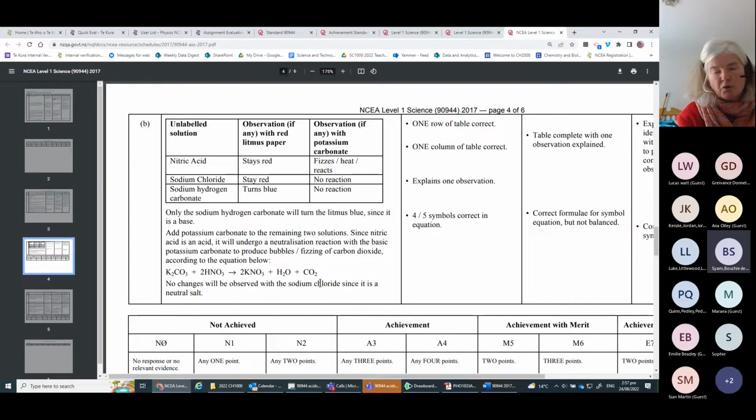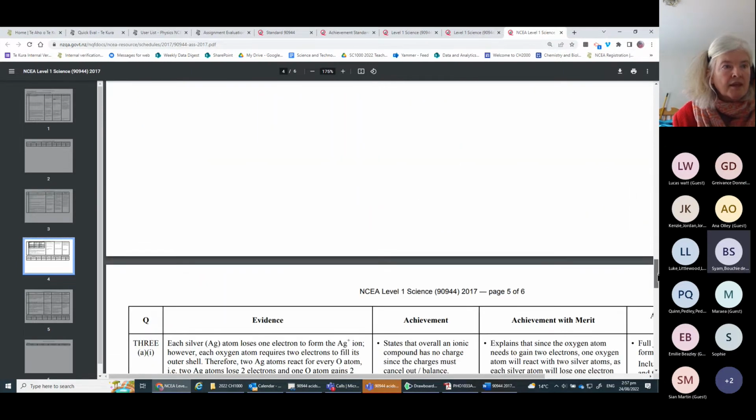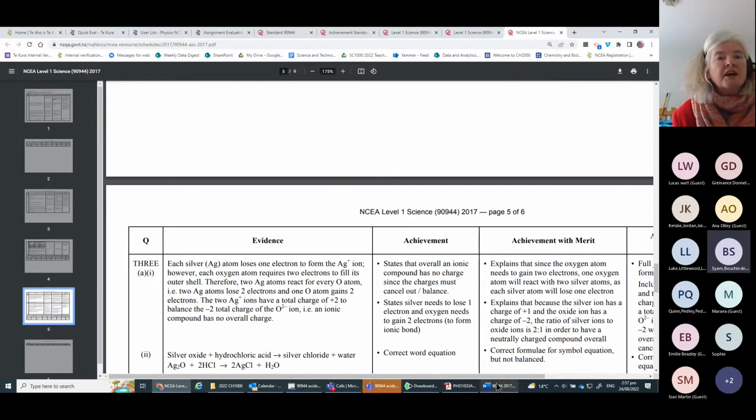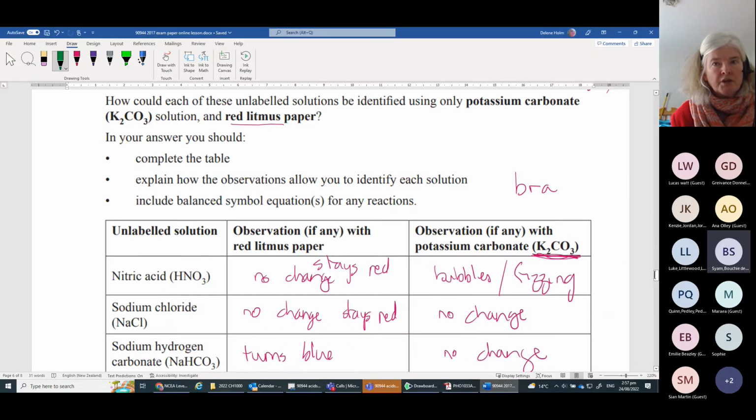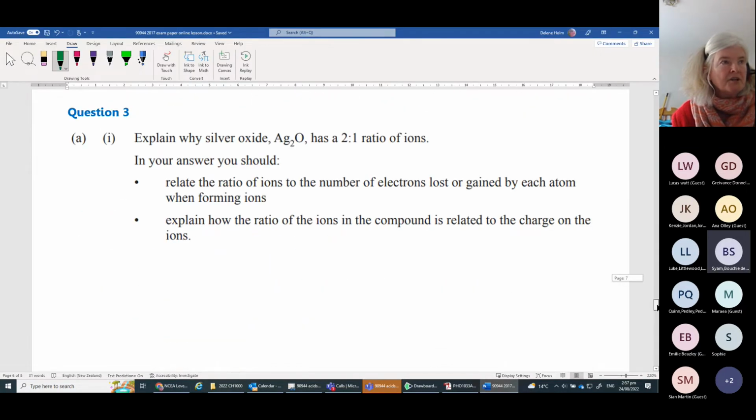But it's pretty much sodium chloride is a neutral salt, so won't react. Carbonate won't react, but an acid will react with a carbonate to give a salt plus water plus carbon dioxide. And finally, whoops, in the 5 minutes left, we're going to zip through.